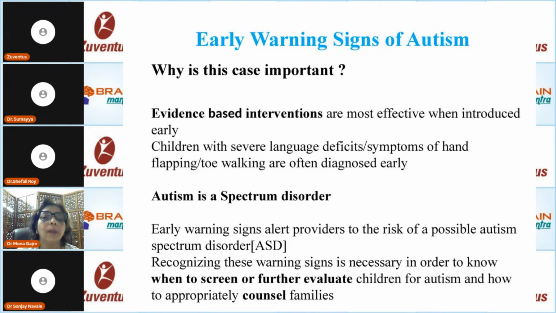Now coming to early warning signs of autism, we will go through a case on how to do the screening for autism. And why this case, again, I'm harping again and again, is that we have seen that if we pick up the children early and do evidence-based interventions, then the outcomes are much better. As I was telling in the last session also, the earliest child that I have picked up was one whom the parent suspected at 15 months of age.